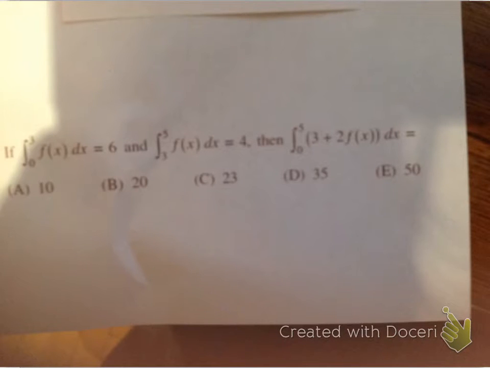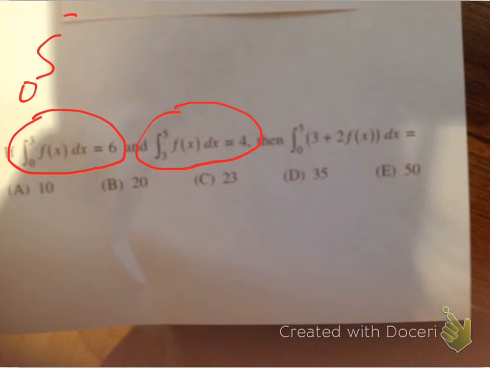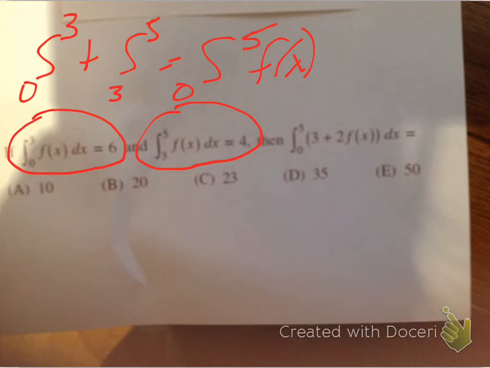Okay, and this is the last one, so I'm sorry again, it's blurry. So the area under the curve from 0 to 3 is 6. And the area under the curve from 3 to 5 is equal to 4. So the area under the curve from 0 to 3 plus the area under the curve from 3 to 5 would just be the area under the curve from 0 to 5. So the area under the curve from 0 to 5 would just be 6 plus 4, which equals 10. Okay, that's not the answer, but that's for that part.